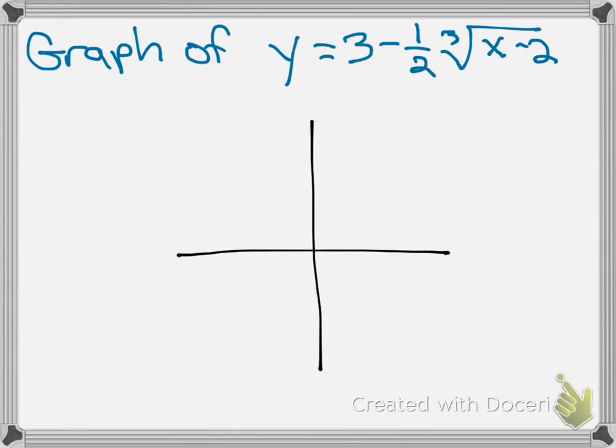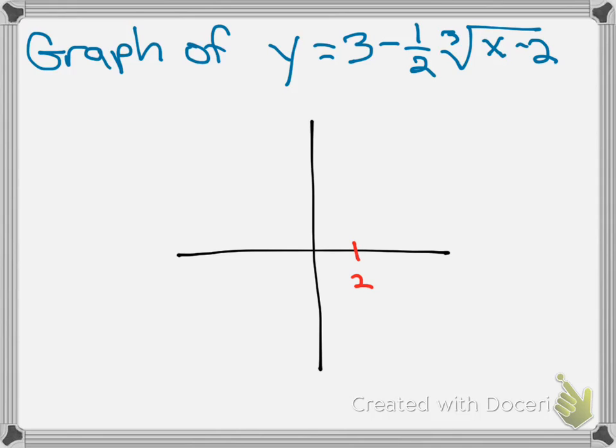Okay, let's do another example. This time we're dealing with a cube root function. Again, you need to pay attention to that index. So our parent function is going to look a bit like this. That's where we're starting, and now we need to see how we are shifting this around. First of all, we've got x minus 2 underneath the radical sign. That means we are shifting our parent function 2 units to the right.